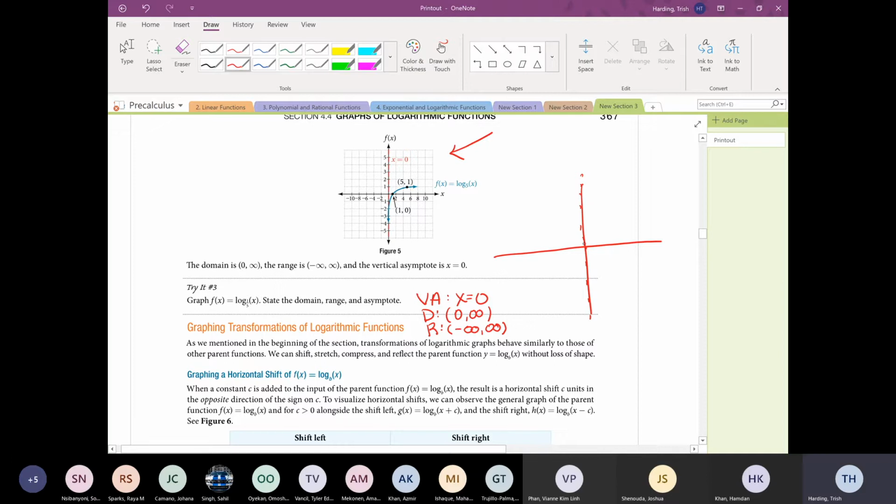So my key points are going to be (0, 1), or I'm sorry, (1, 0). And then I will have (b, 1). So that's (1/5, 1). So (1/5, 1). So we're going to say (1/5, 1). And it would look something, I'm sure, like this.